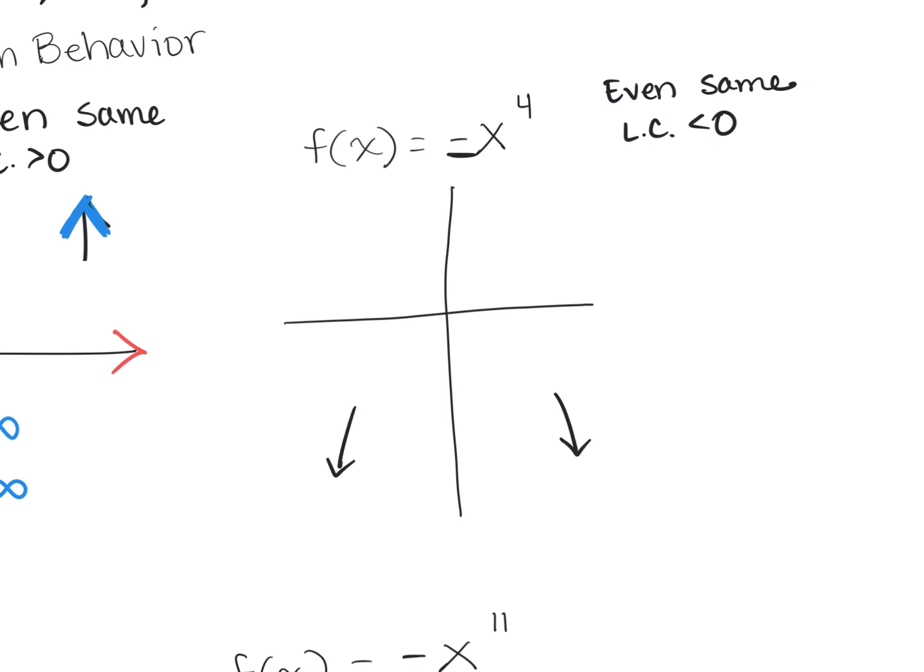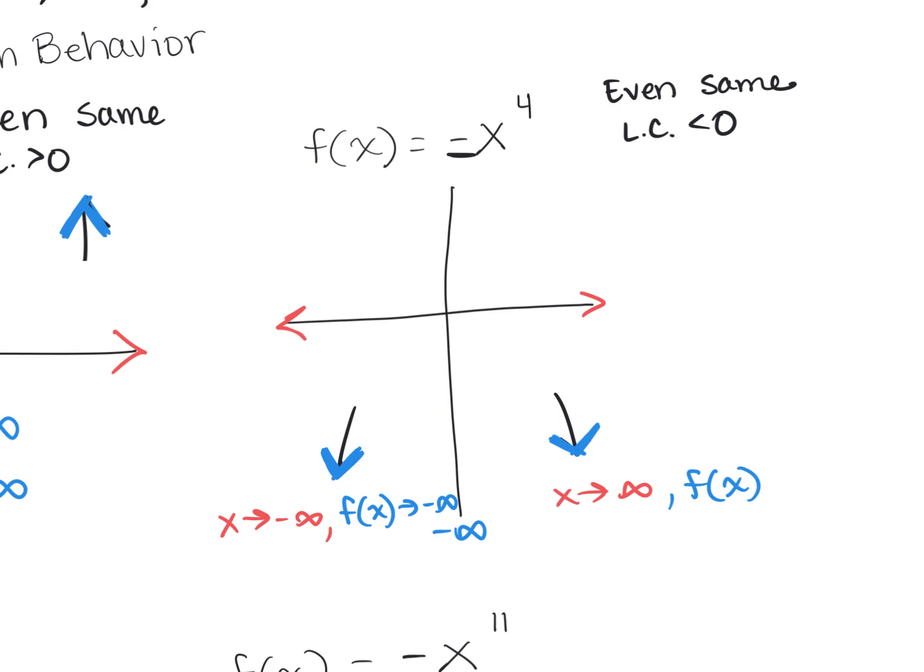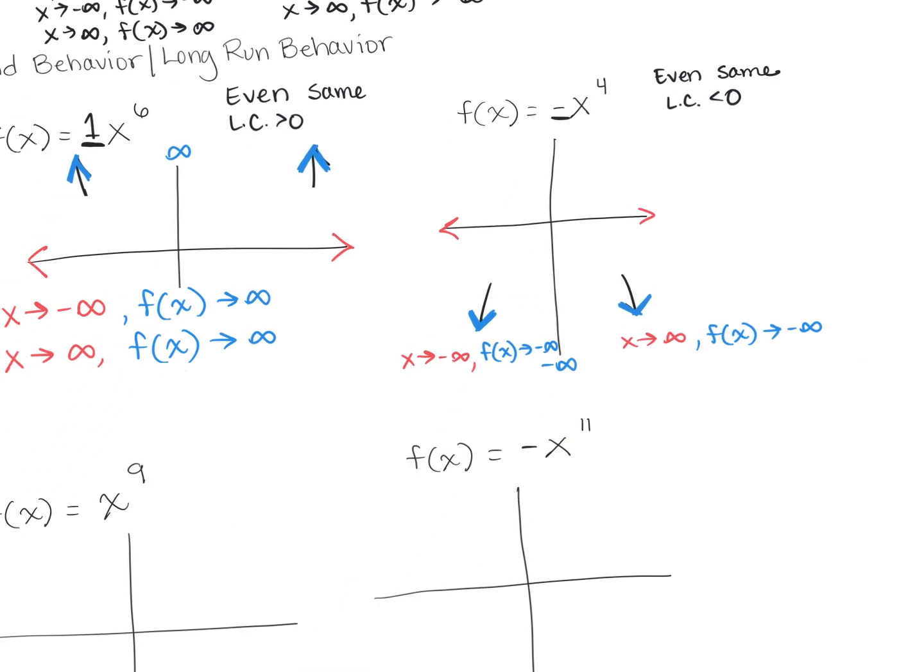So again, as we look at this, as x goes to negative infinity, this time my function itself is going in this direction. The y values get smaller and smaller because they are approaching negative infinity. And then as x is approaching positive infinity this time, your y values again are going down, so f of x is also approaching negative infinity on this side. When they are even, they go in the same direction.